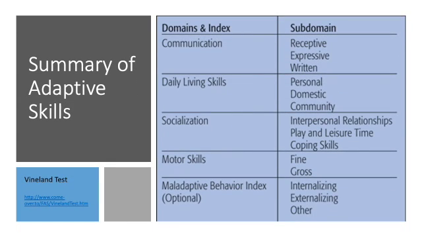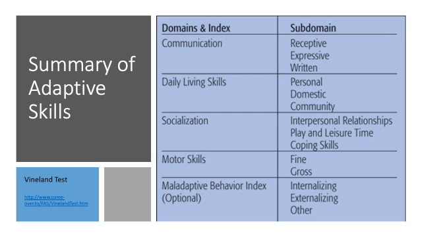Here's a summary of some of the adaptive skills taken from the Vineland test. On the domain side, you'll see that there's communication, daily living skills, socialization, motor skills, and maladaptive index, which are optional skills that we can teach students with intellectual disabilities. On the right, you'll see the subdomains for each category.